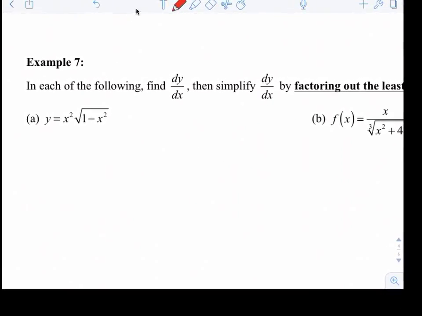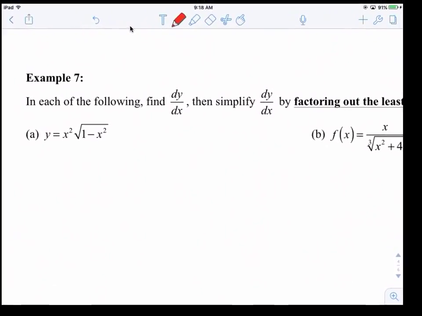Alright, so it says find, we're going to skip it. No. So number 7 says find dy over dx and then simplify by factoring out least powers. Cool.